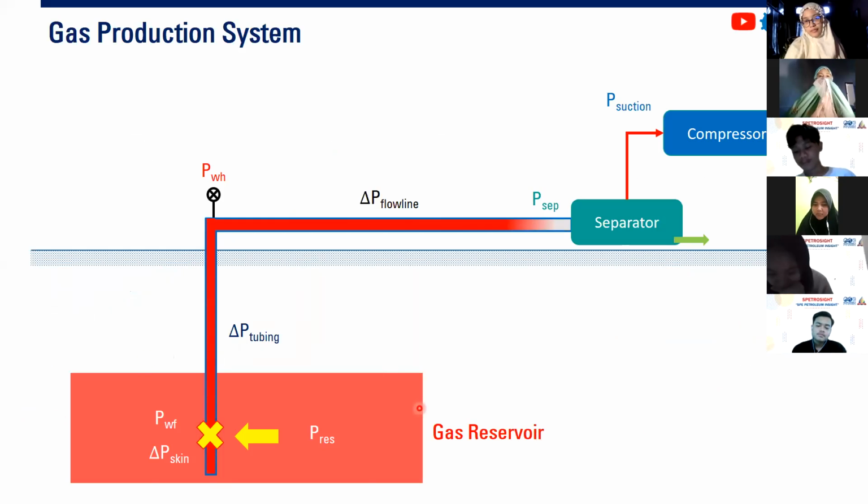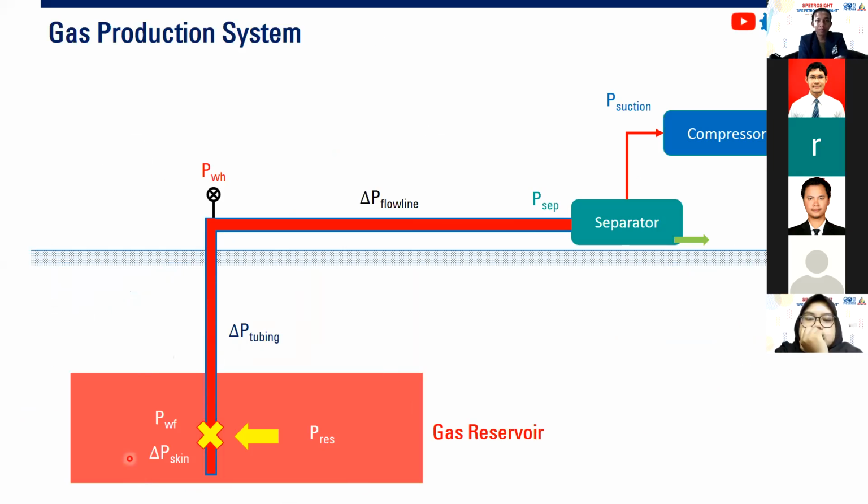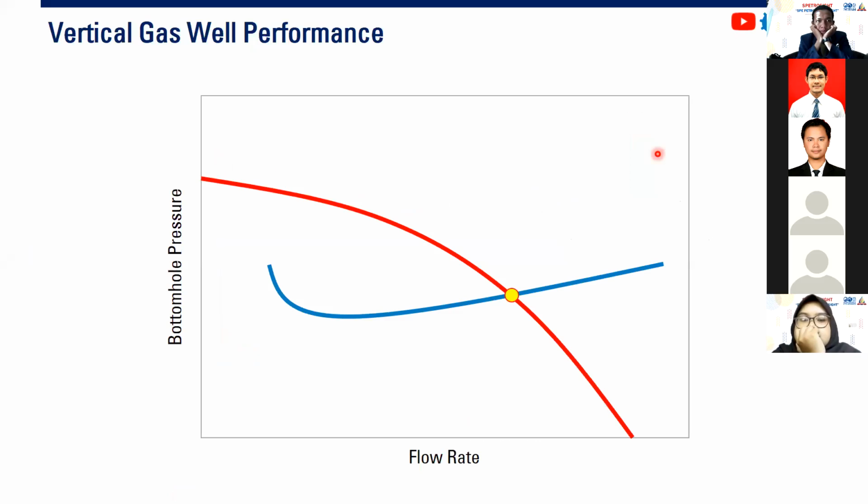You have your reservoir here with all the pressure terms: reservoir pressure, delta pressure for skin, flowing pressure, delta pressure for tubing. This is actually the friction pressure, okay, for tubing and for skin. Wellhead pressure, flow line pressure, separator pressure, suction pressure, and discharge pressure from the compressor. So this is actually the gas production system, okay? If you know this system, then we can construct the IPR-VLP relationship like this one, okay?